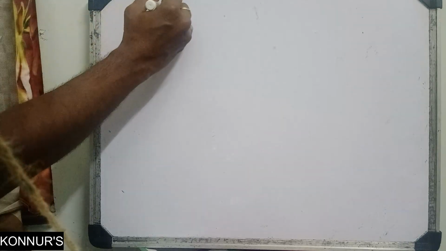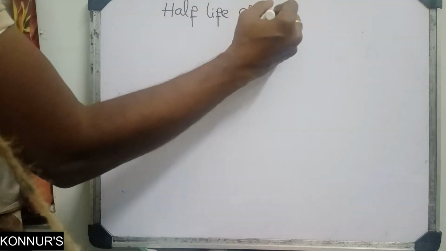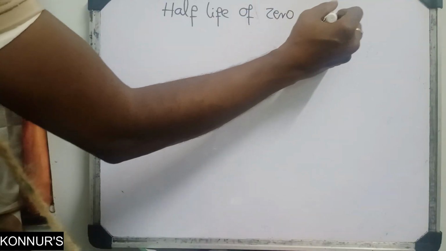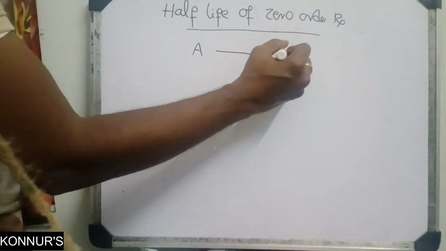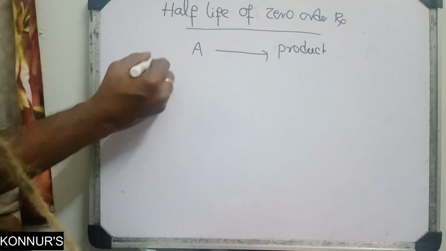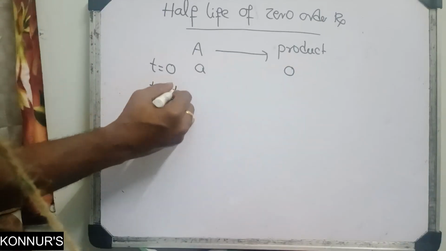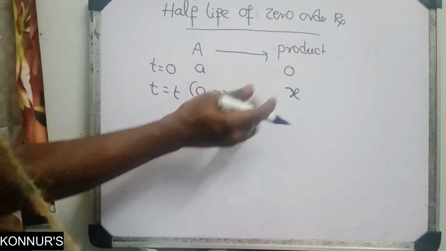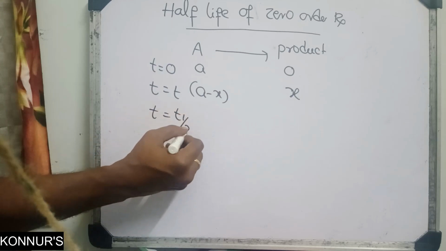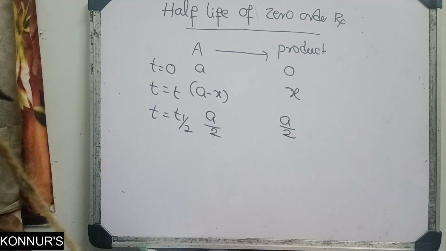Next, half-life of zero order reaction. At the start we took A gives rise to products. At t equal to 0 it is A. At t equal to t, it is A minus x, and this is the x value. At t equal to t half, A minus x is also A by 2, and x is also A by 2. So what is our equation?